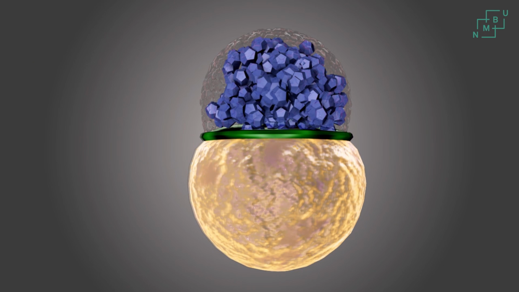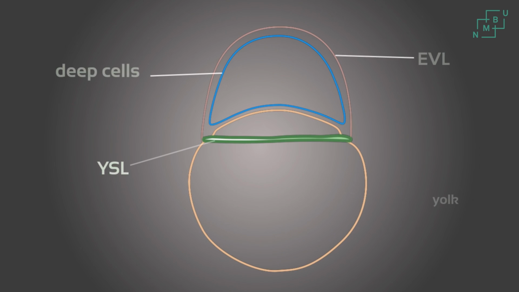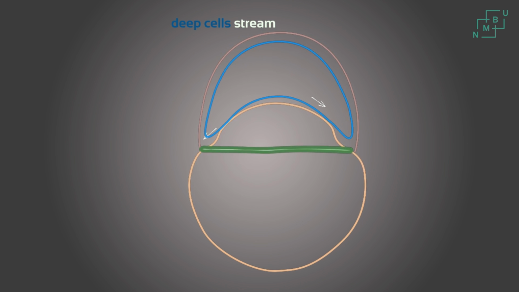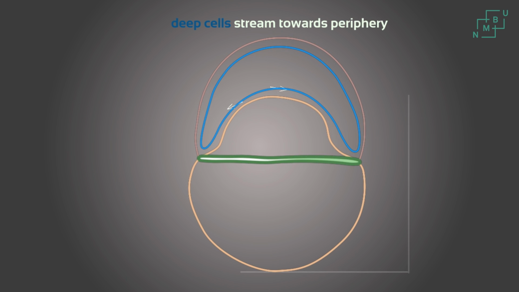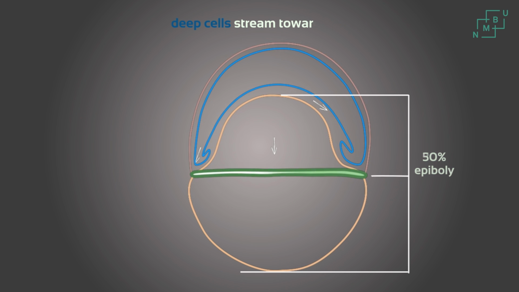At the dome stage, the internal yolk syncytial layer begins to dome up, which is a sign that epiboly has started. Epiboly is the process by which the yolk syncytial layer moves towards the vegetal pole and takes with it the blastoderm so that the blastoderm spreads over the yolk cell. The development of the embryo is described by its percent epiboly. The gastrula period commences at about 50% epiboly.